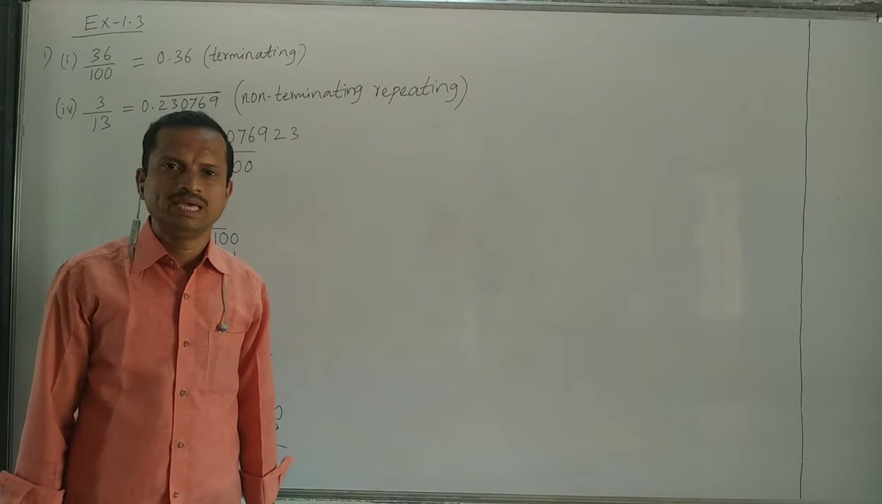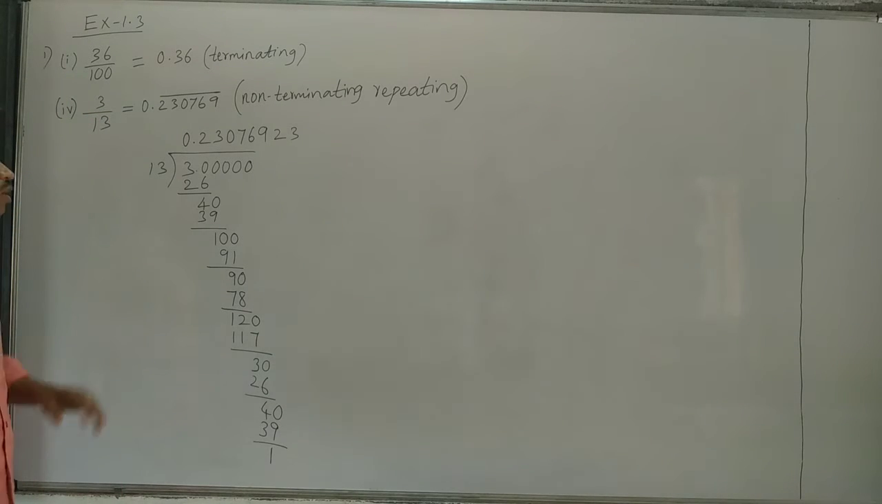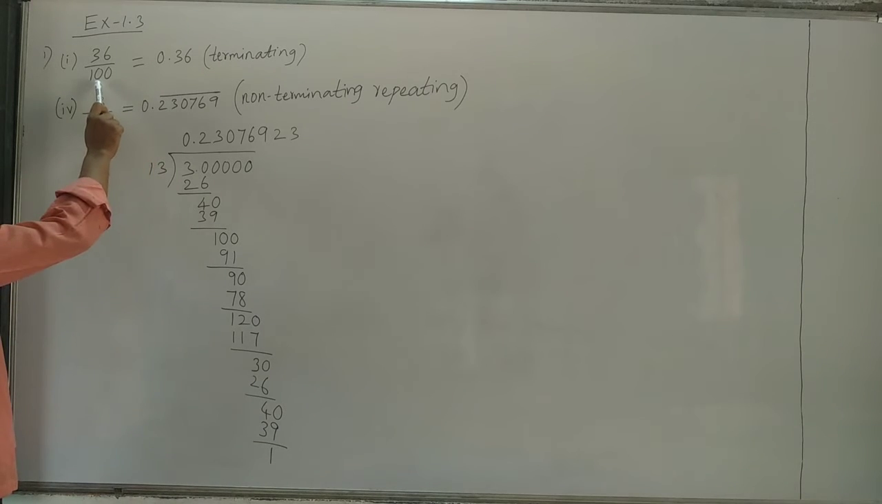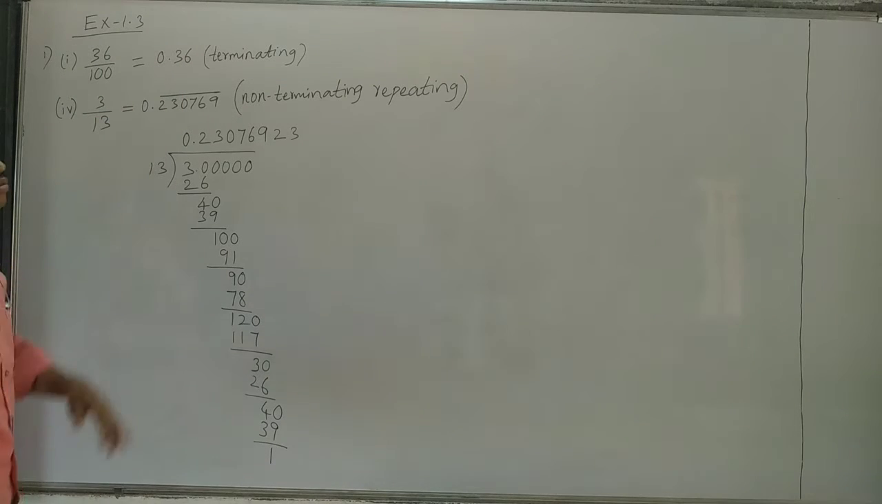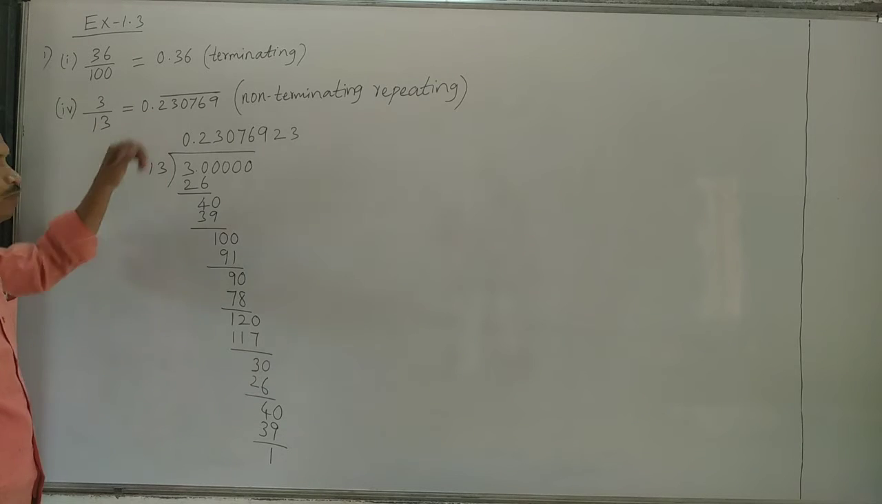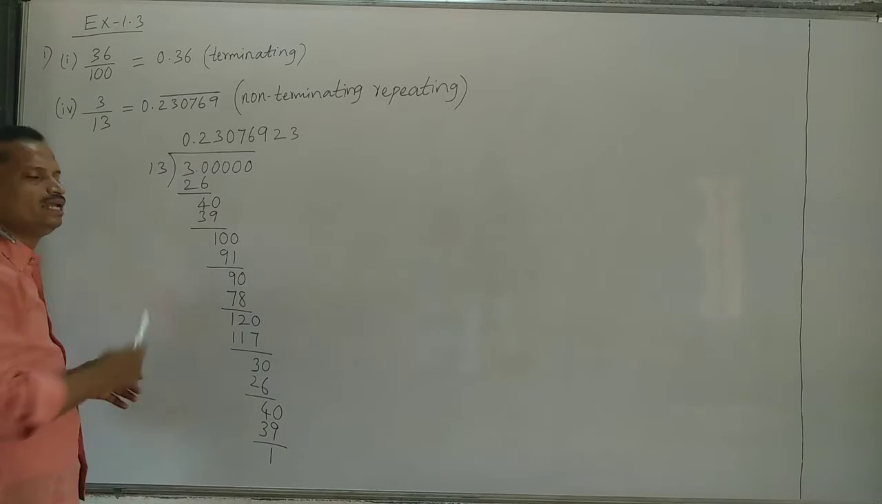And now coming to exercise 1.3. The first sum: we have to say whether the given rational numbers are terminating or non-terminating repeating decimals. What kind of decimals it is, we have to say. So the first option, 36 by 100. You know, in the denominator 100 means you have to place the point before 2 digits. So 36 by 100 is 0.36. Therefore it is terminating, it ends. So it is a terminating decimal.